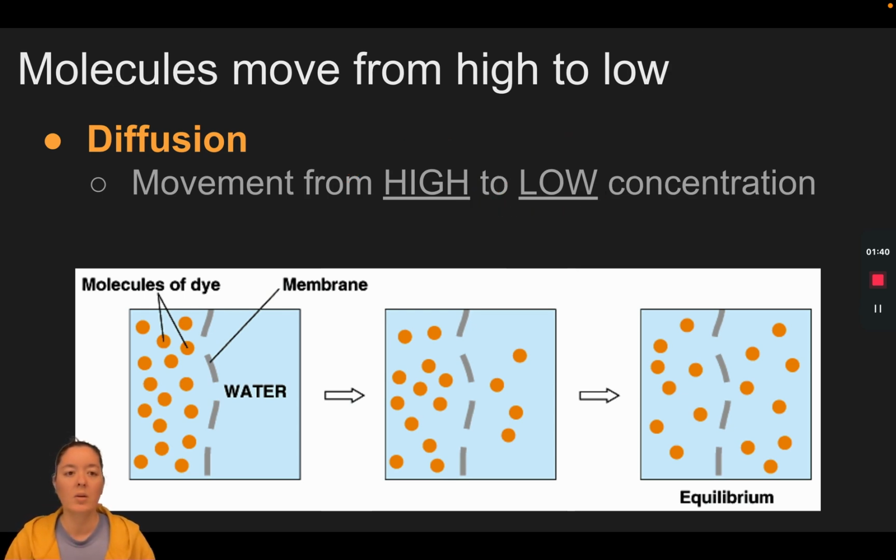And in our picture here, we can see that if we're looking at just molecules of dye in water and we have some sort of semi-permeable membrane, as time moves, so does our dye. And it goes from that high concentration on one side and it slowly goes through the membrane to even out that concentration. Eventually, even amounts of that dye, or whatever molecule we're looking at, is what we call equilibrium. It's the same on both sides. But until we get there, things always go from high to low.